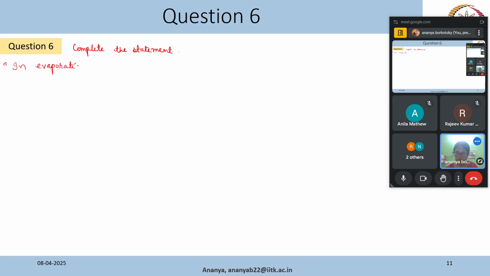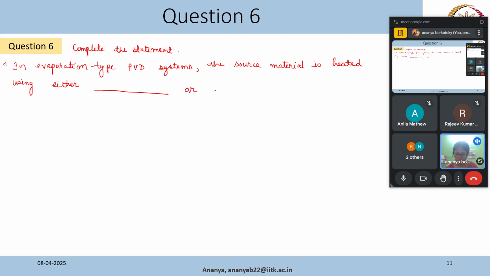Evaporation: the source material is heated using either a filament or an e-beam source.